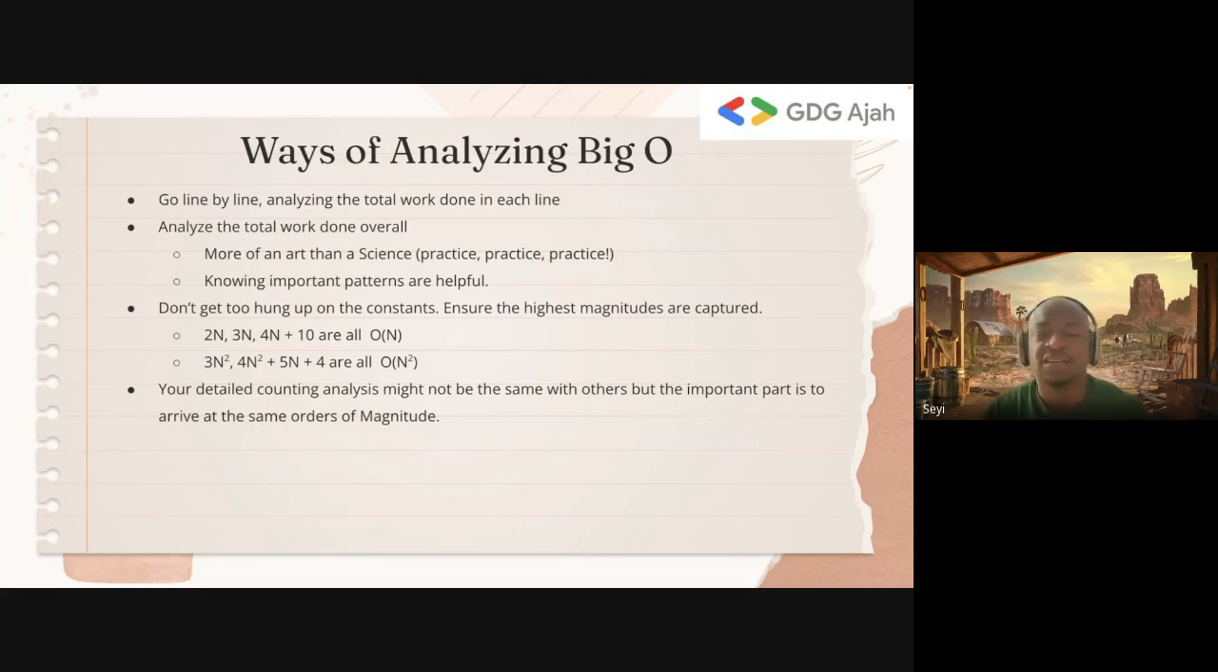Another thing again is this: your detailed counting analysis might not be the same as others', but the important part is to arrive at the same orders of magnitude. That is the most important part of your analysis.